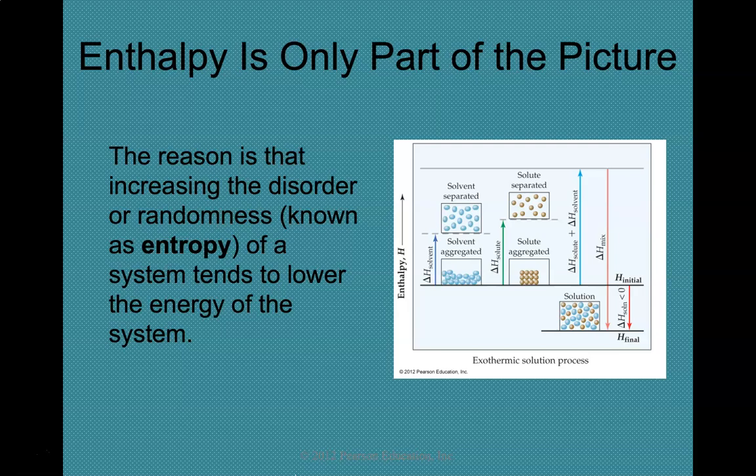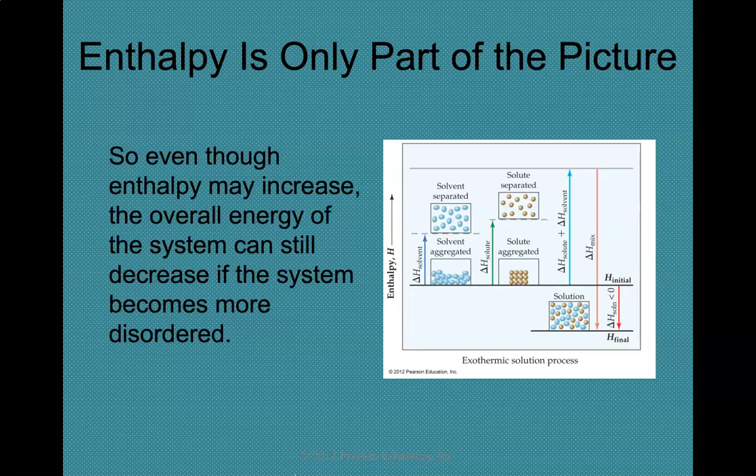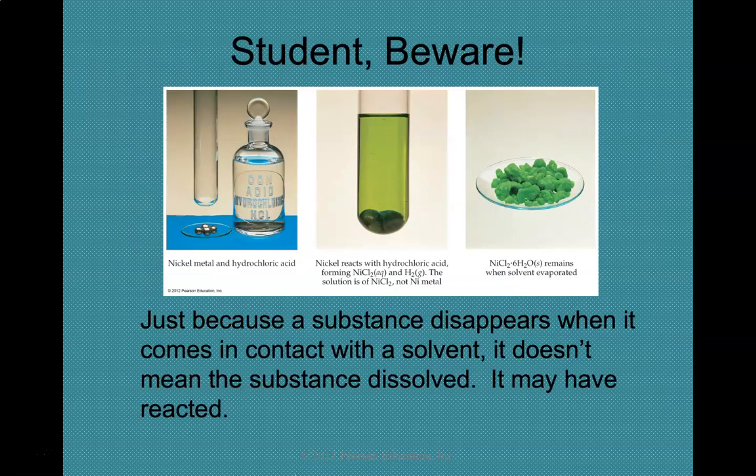When it comes to the entropy of a system, if we increase the amount of randomness that a system is having, then the overall energy of the system tends to go down as a result. So even though our enthalpy may be telling us a different story, since it's only like half the picture, the overall energy of a system can still go down even if it becomes a more disordered system.